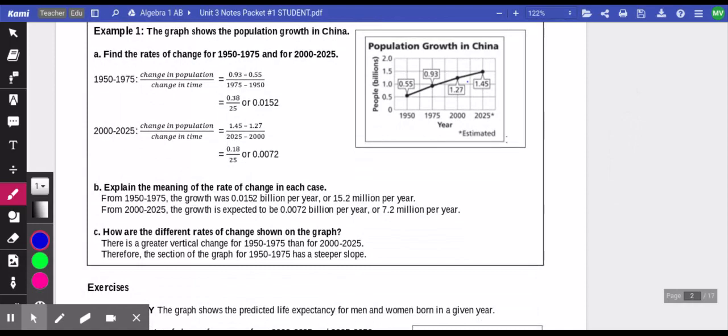Explain the meaning of the rate of change. So from 1950 to 1975, the growth was 0.0152 billion per year, or 15.2 million per year. And it's important to note what the label is on the y-axis. From 2000 to 2025, it was expected to be 7.2 million per year. How are the different rates of change shown in the graph? The greater vertical change from 1950 to 1975 than for 2000 to 2025. Therefore, that section of the graph has a steeper slope.